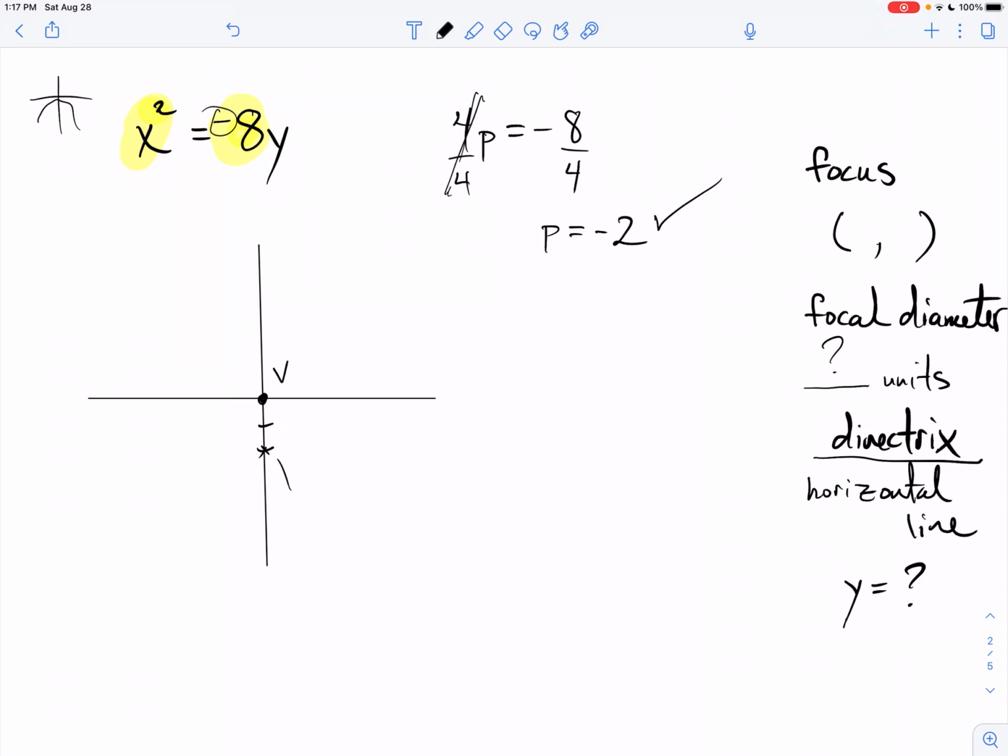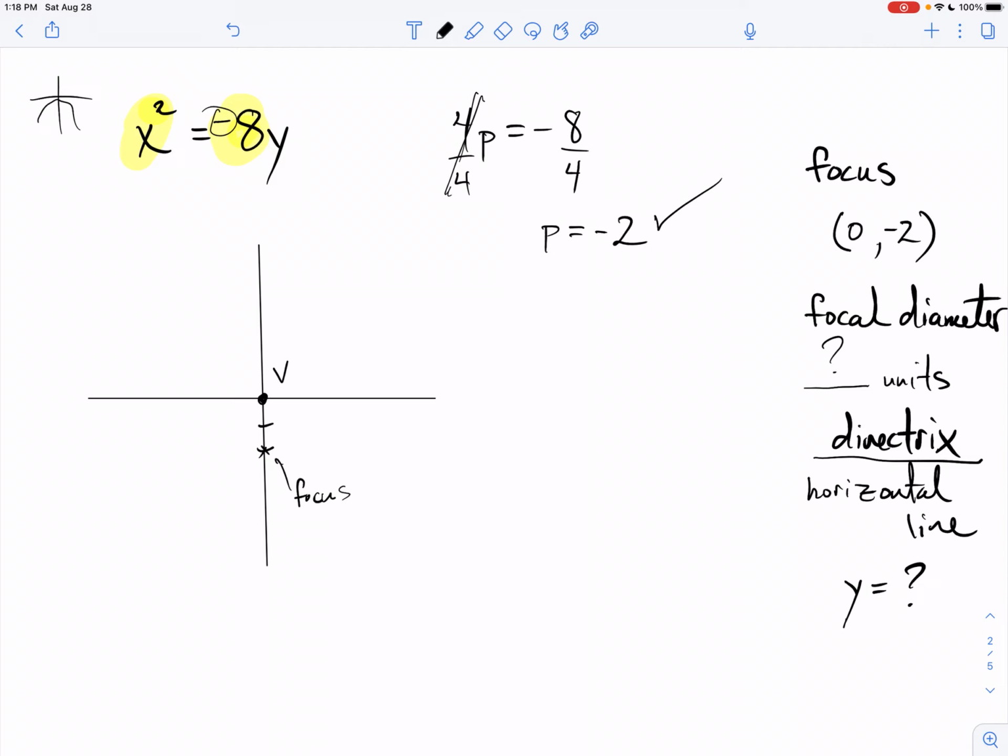Now you are called the focus. What is this guy's location on my graph? His location on my graph is at 0, negative 2. I went down 2 units, but I didn't go sideways.